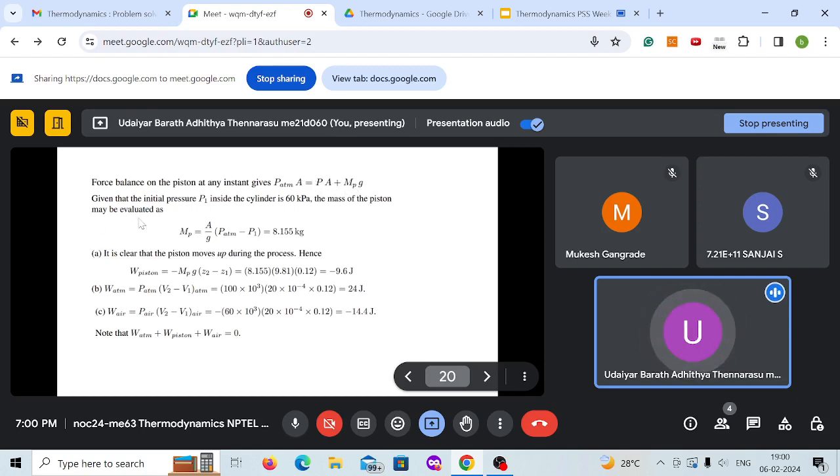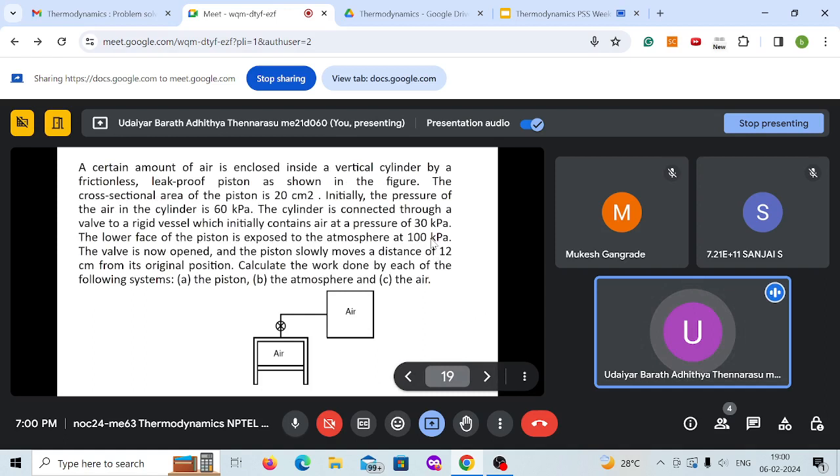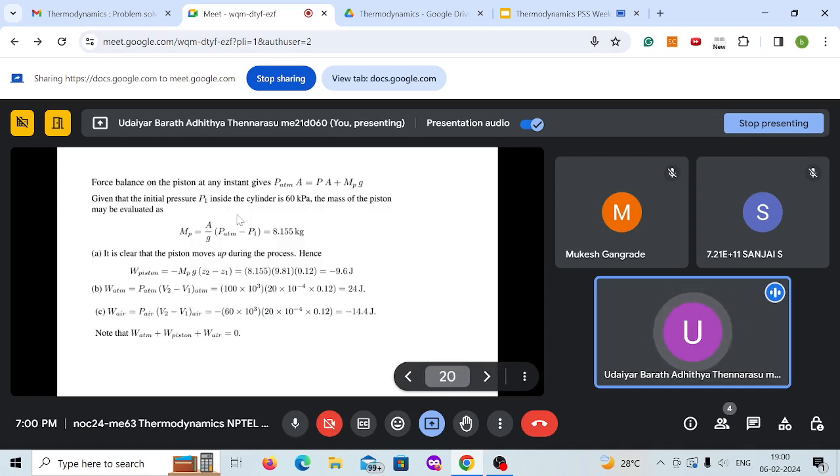Now we know initially the cylinder had pressure 60 kilopascal and we know the atmospheric pressure. So we can estimate the mass of the piston. Mass of the piston will be the difference in pressure into area divided by acceleration due to gravity. Atmospheric pressure is given as 100 kilopascal and the initial pressure in the cylinder is 60 kilopascal. So this is 40 kilopascal, 40 into 10 power 3, and the area is given as 20 centimeter square, so 20 into 10 power minus 4 to convert into meters. So 20 into 10 power minus 4 into 40 into 10 power 3 divided by acceleration due to gravity 9.81. It will come out to be 8.155 kilograms.